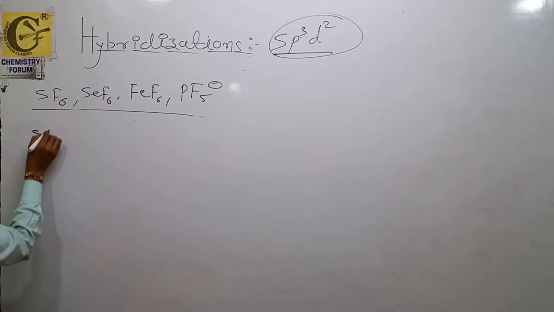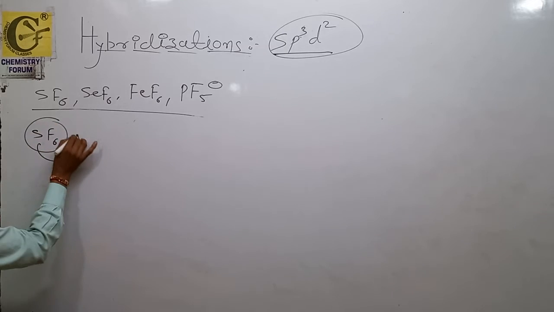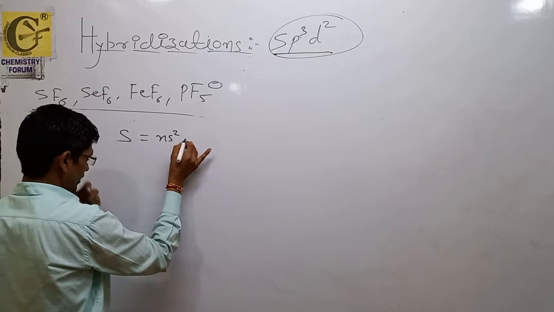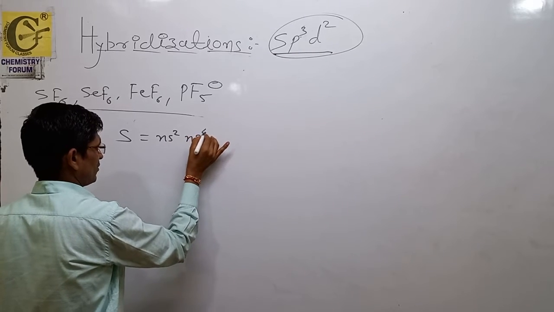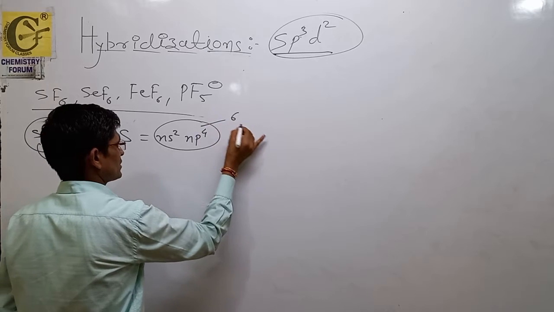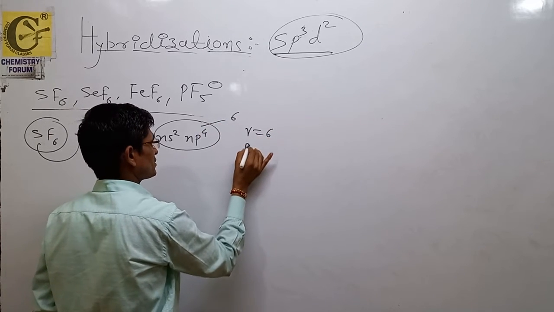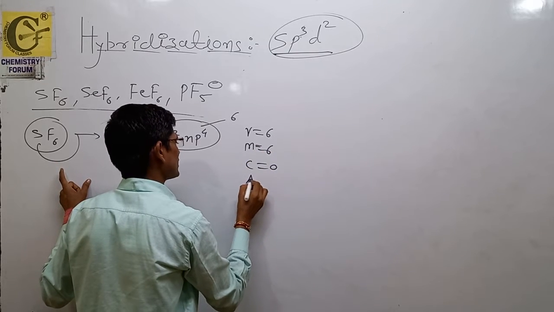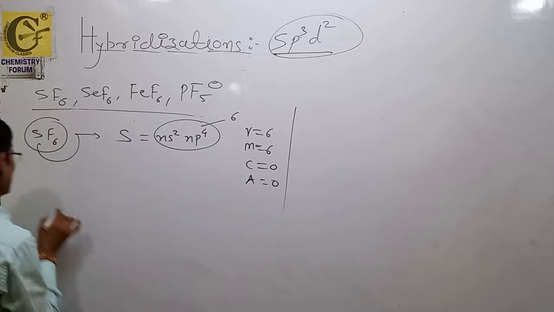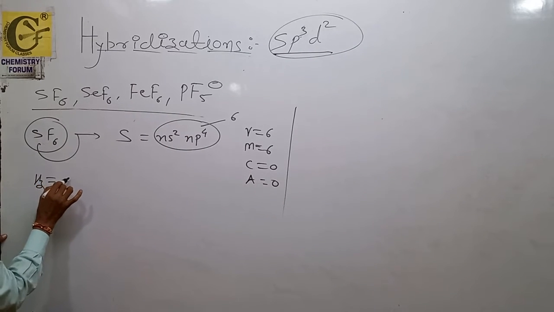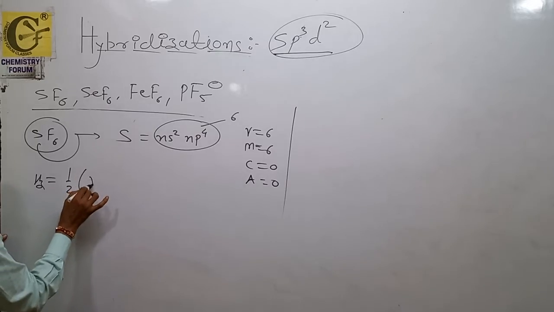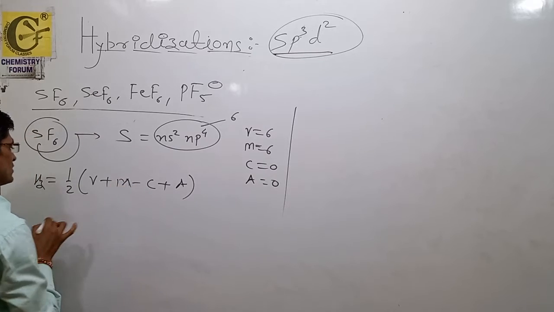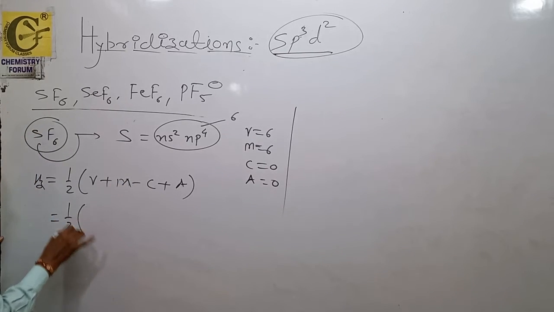इसमें से पहला एग्जांपल हम यहाँ पे लेते हैं SF6. Central atom is sulfur, outermost electronic configuration ns2 np4, which contains 6 electrons. So valence electron is 6 and monovalent is 6. Cation की संख्या यहाँ पे 0 है, anion की संख्या यहाँ पे 0 है. So what is the hybridization? The formula is half of V plus M minus C plus A.